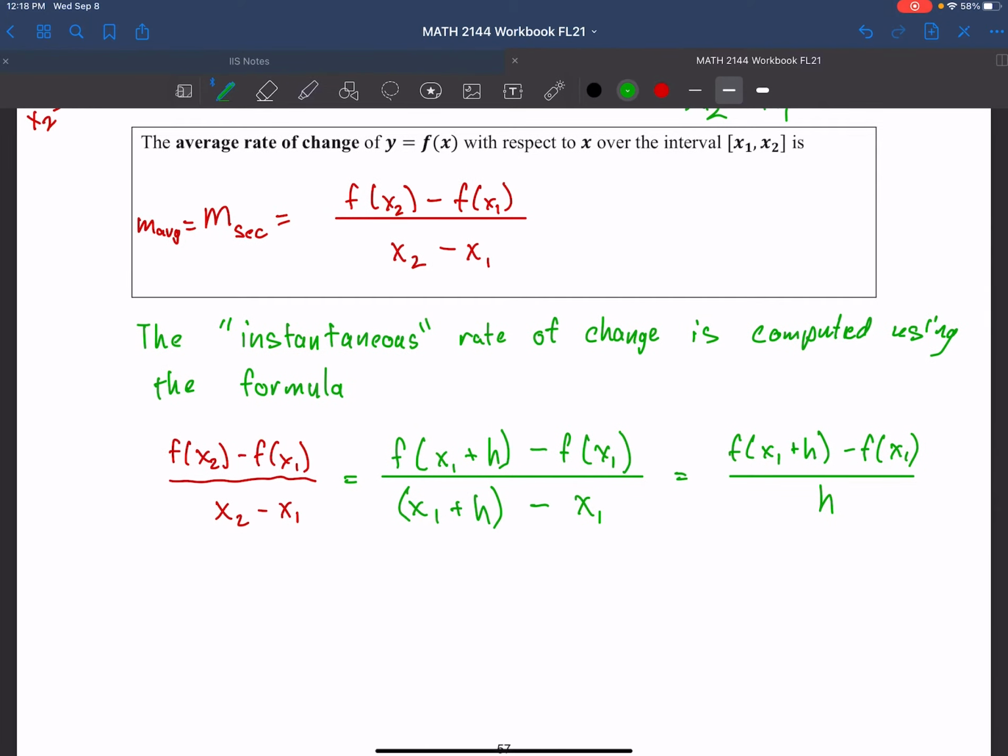Does anyone recognize what this formula or expression is called? It's called the difference quotient. So again, maybe your first exposure to this is the difference quotient.